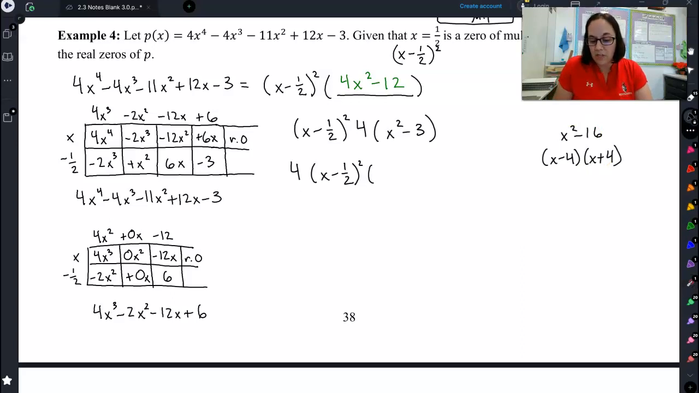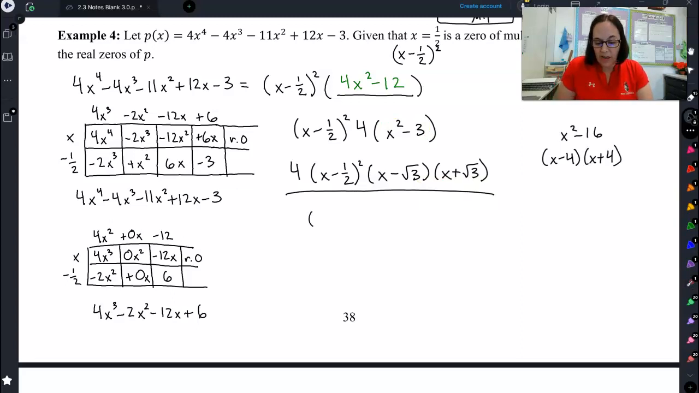So this is a 3, which is not a perfect square, but I can still do difference of squares on it, where the square root of this becomes that one, the square root of this becomes those ones, and if you were to multiply all that back together, you would get this. So that is our fully factored form. Now that I have my fully factored form, I can set each factor equal to 0 and solve for my x-intercepts or my roots.